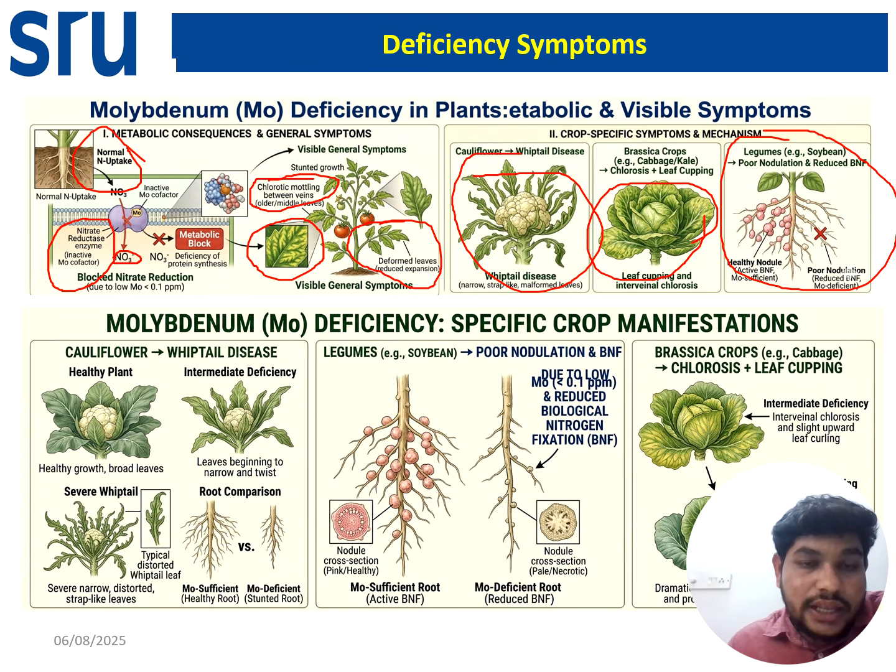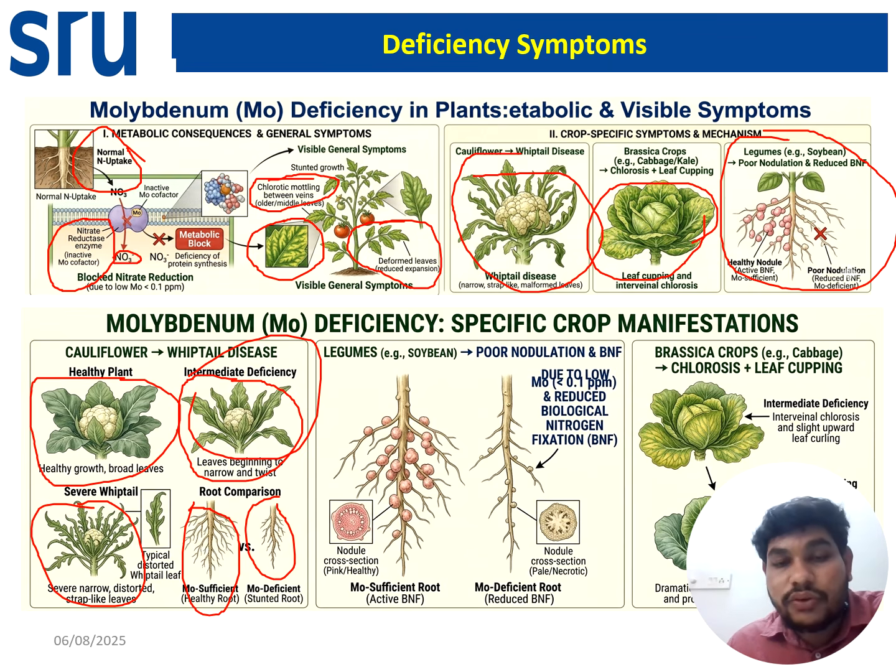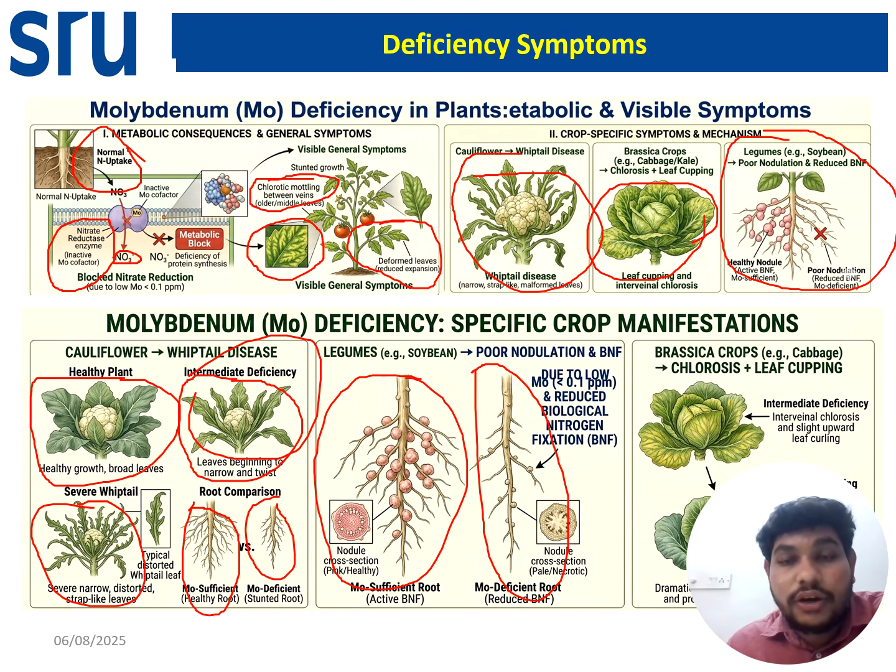Here is the difference between the healthy plant with a high or sufficient amount of molybdenum and the deficient one. This is the deficiency of molybdenum in the cabbage. You see here the cupping of leaves or malformed leaves, which is a severe molybdenum deficiency. Then if you see the root comparison between a molybdenum sufficient plant and a molybdenum deficient plant, stunted growth forms in the roots. Here the nodule quantity will reduce in a molybdenum deficient plant.